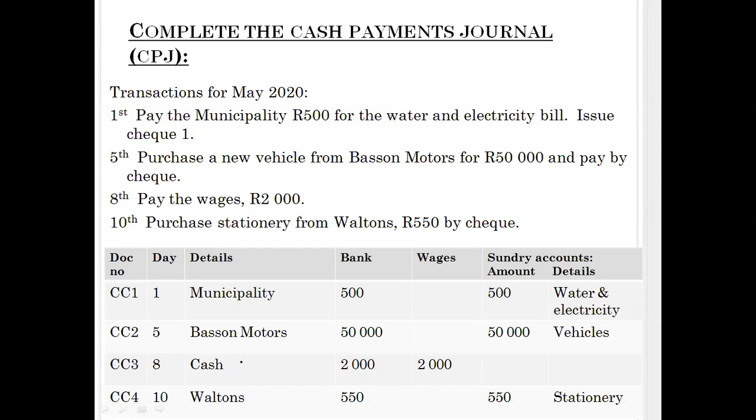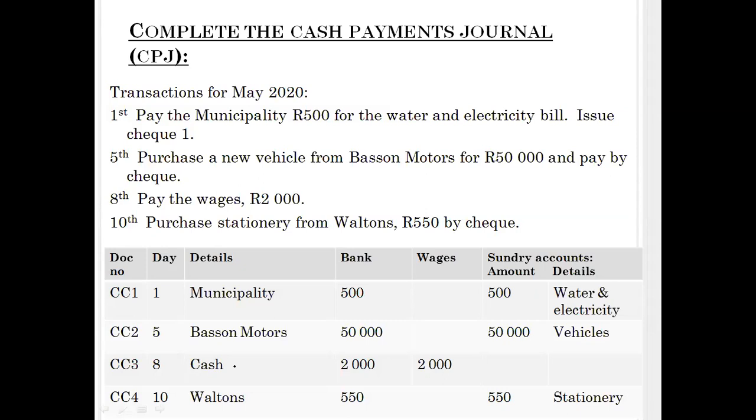Look again at the transaction. Do you see a name of a business in that transaction? No. If there's not a name in the transaction and you do the CPJ, then you need to write the word cash with details. Okay, so I'm going to repeat that again. If there's not a name of a business in the transaction and you're busy doing the CPJ, then you need to write the word cash.